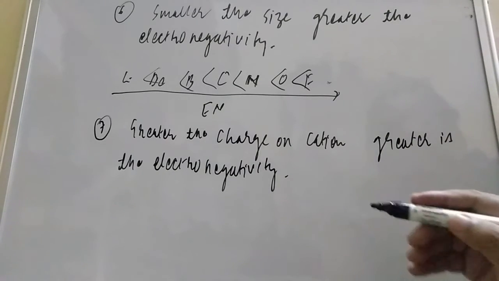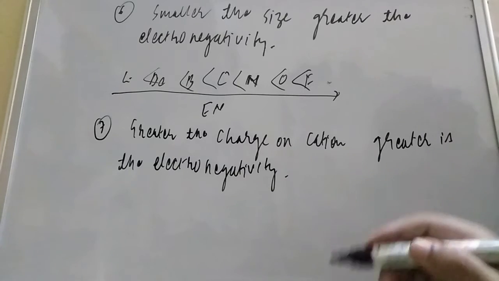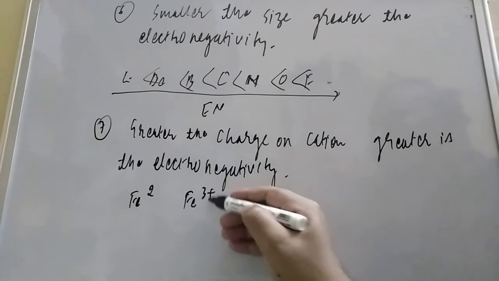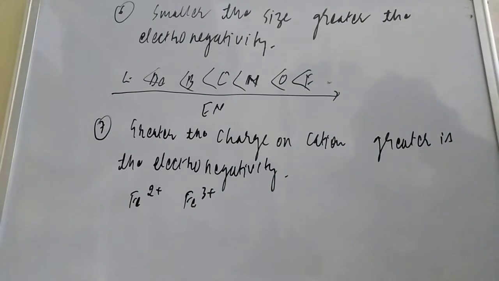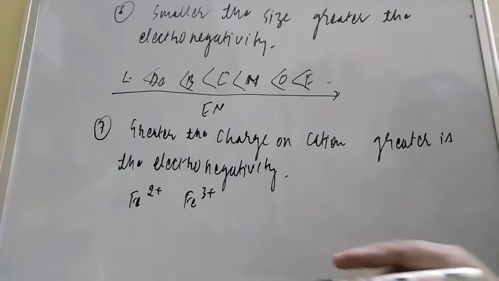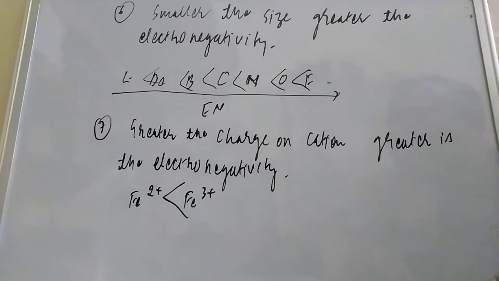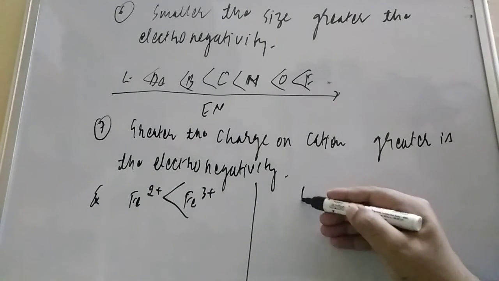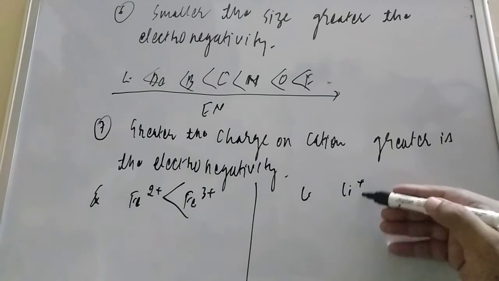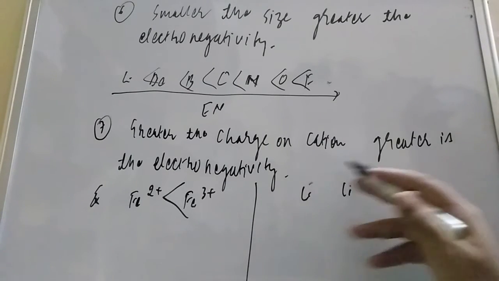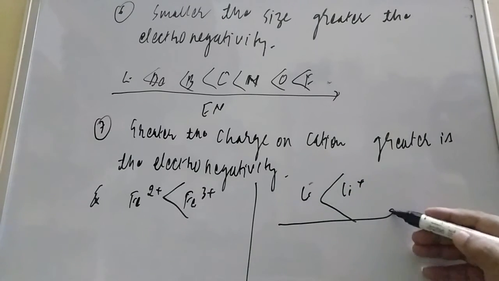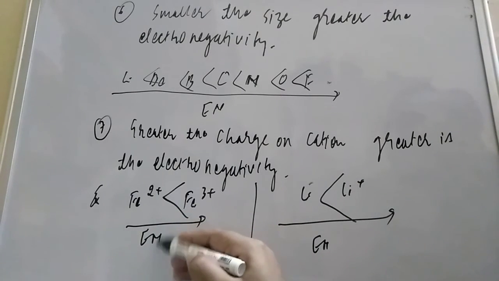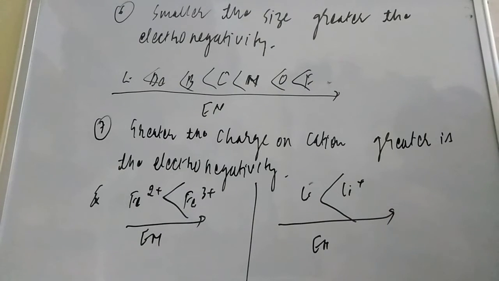Suppose I take one example, Fe2+ and Fe3+. What is the rule saying? Greater the charge, greater is the electronegativity. So the order will be like this. Take another example: lithium and lithium plus. Lithium has zero charge, and here it is plus 1. So the order of electronegativity will be like this.